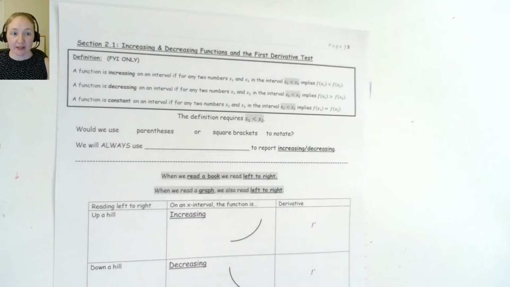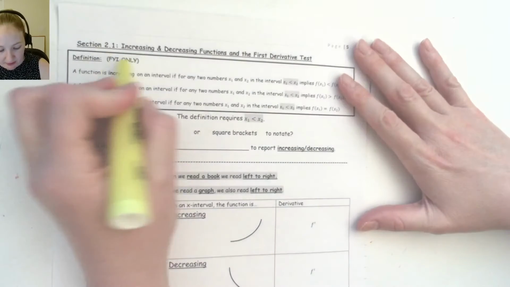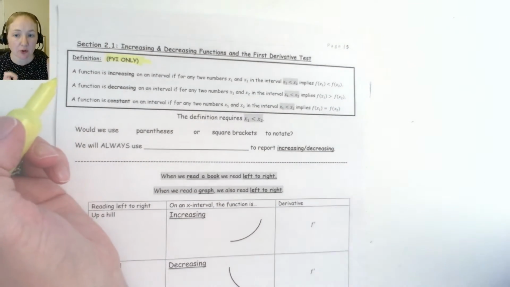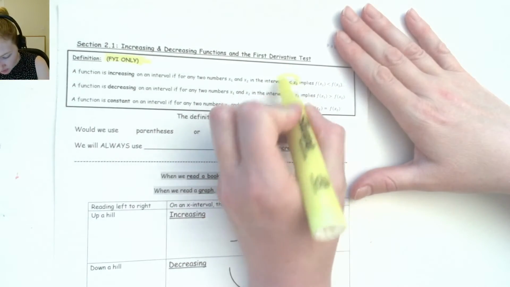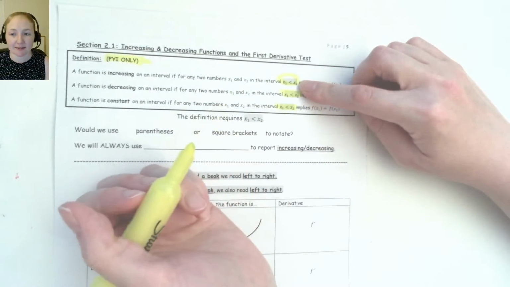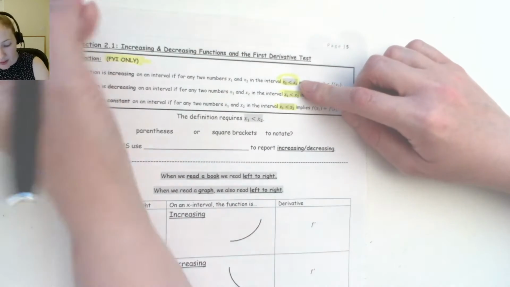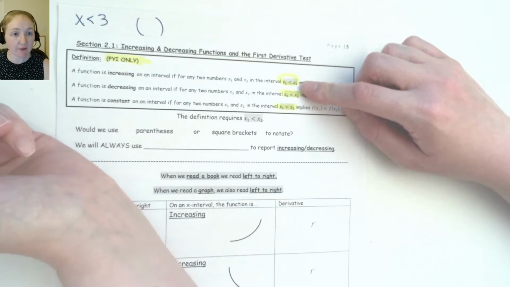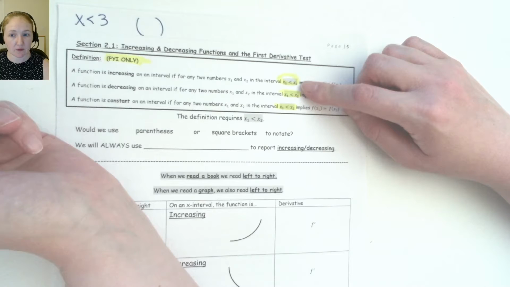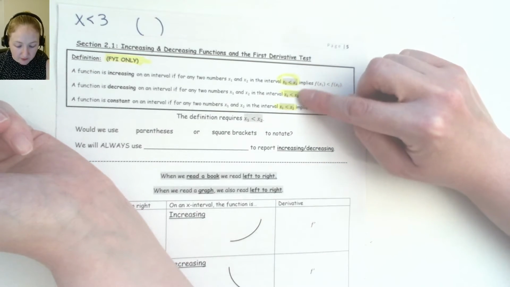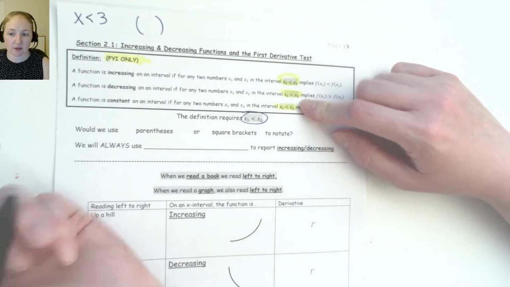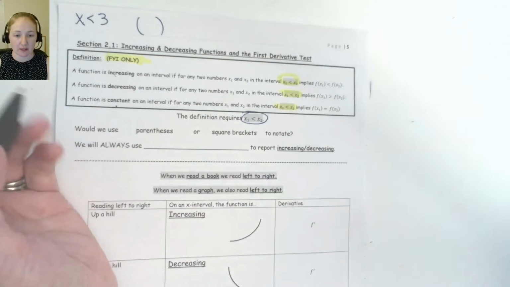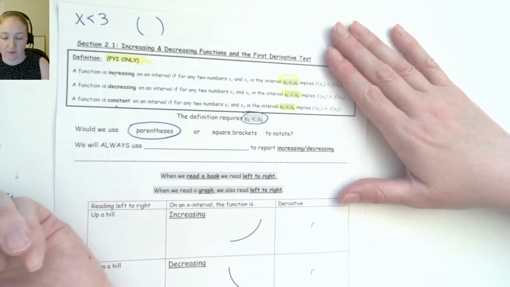Okay, so there are some fancy definitions of increasing and decreasing. You do not need to memorize these definitions, but what I do need you to know is that the definitions all have this x1 is less than x2. And if you think about an interval like x is less than 3, you would use parentheses, right? When you have a strictly less than, you would use parentheses. So because of this definition where I have x1 is less than x2, and that's in every part of increasing, decreasing, or constant, the way it's defined, we are going to need parentheses.